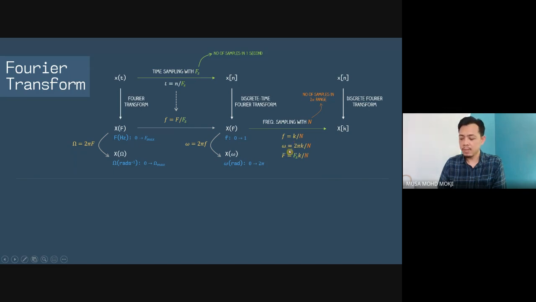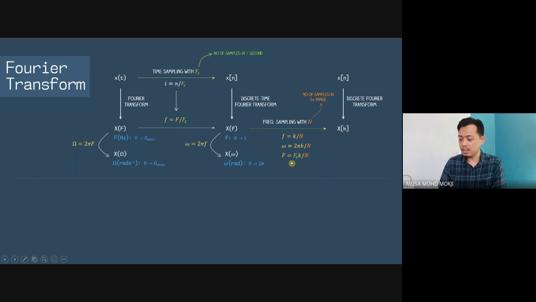With omega, it is 2 pi k over N. We need that N because this is omega going to k, so you will see that capital N. But for f, this is a capital F, which is the physical frequency, the original frequency. From this k into that capital F, this is actually the formula. You will see both this N and this Fs, because it's going through a two-sampling process: one for time, another one for frequency.